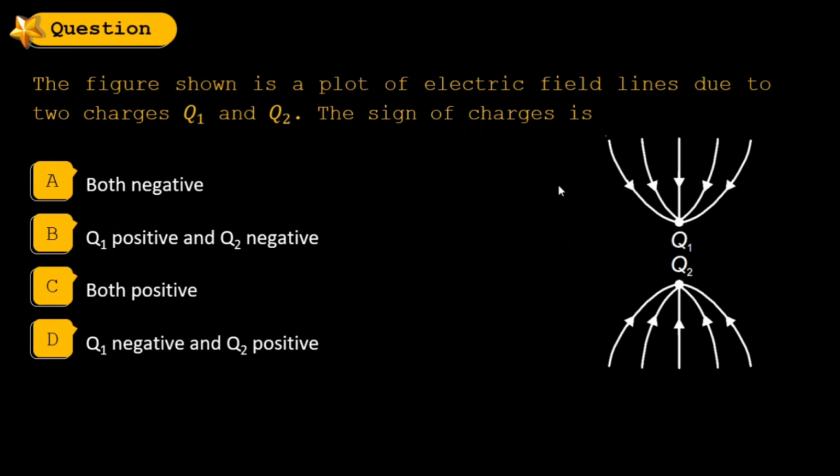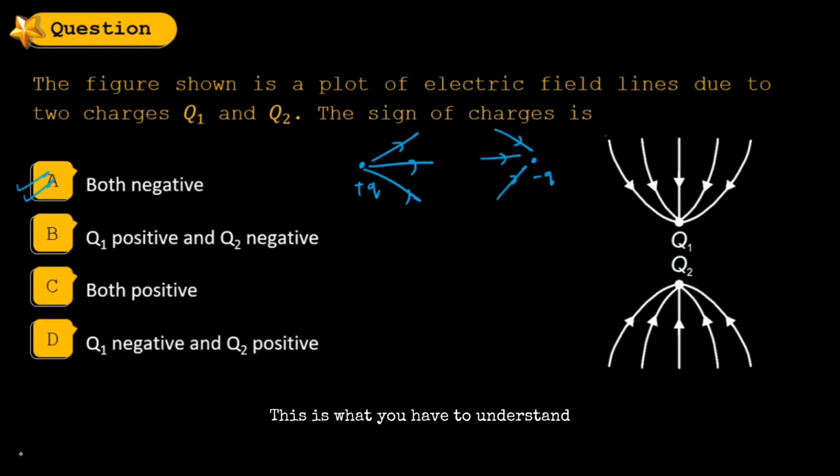Think wisely. Both are positive? Try to look at the arrows also. Charges have field terminating into them. So if the field is terminating into a charge, what charge should it be? A positive charge exerts field outward, whereas a negative charge has field terminating into it. So both charges should be negative. Yes, this is what you have to understand here.